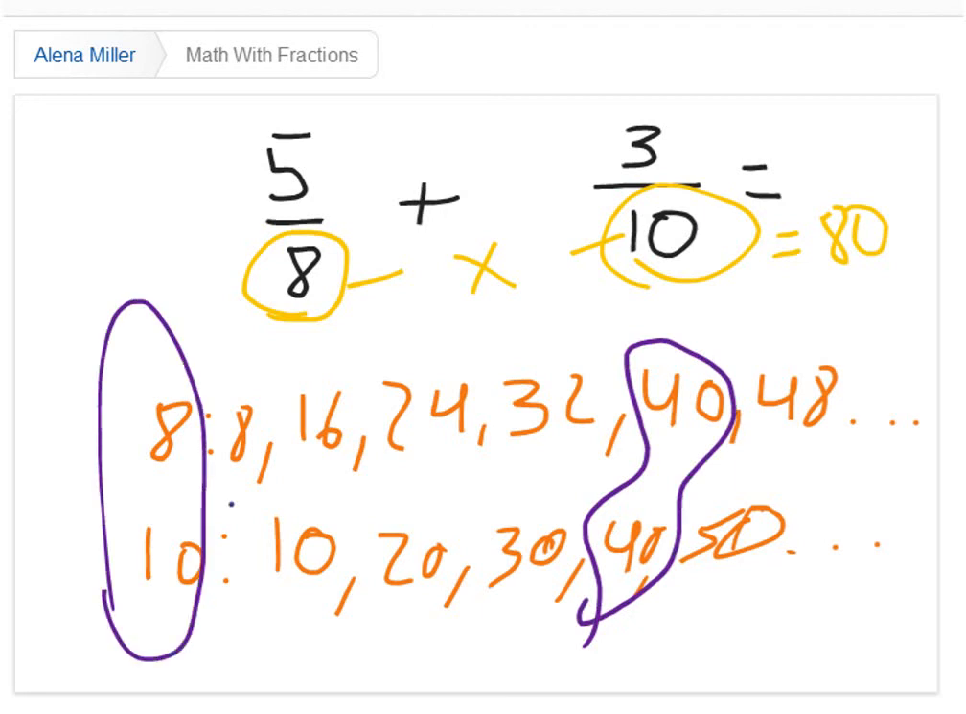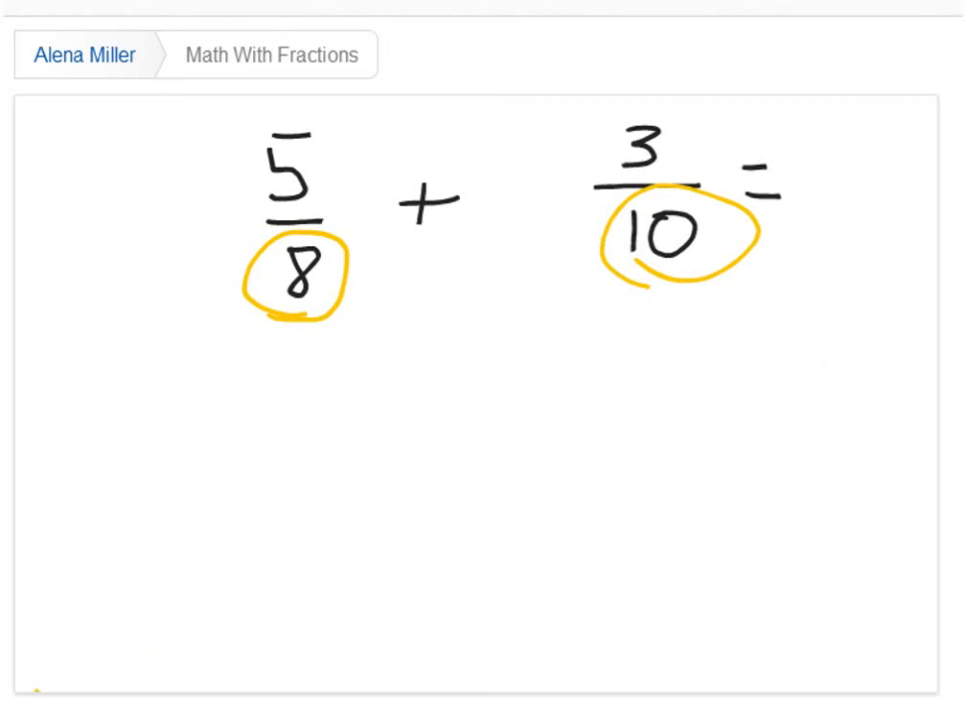None of the other numbers are common in both of them. Only 40. There might be more later on, but this is the first one, so this is the one we use. I think the best way to do it is this way.